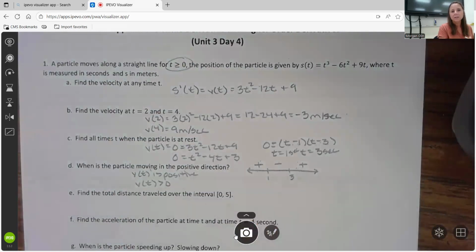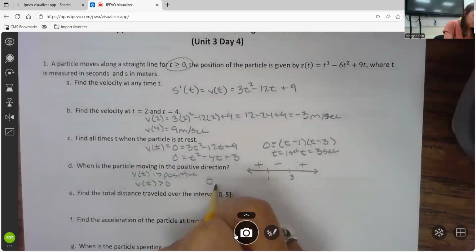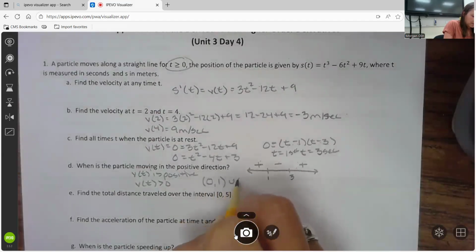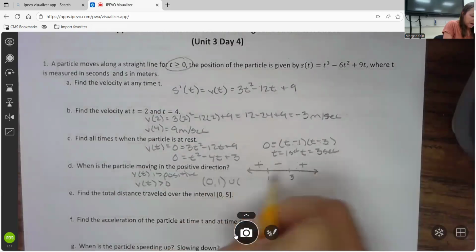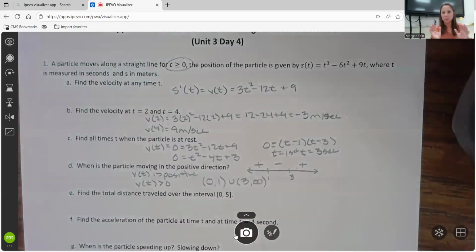So we don't want to say starting at negative infinity. We want to say starting at 0 to 1. And then it picks back up at 3, going off to infinity. Just pay attention. Did it say to any other time, like in between? It didn't. So this one's going off to infinity.